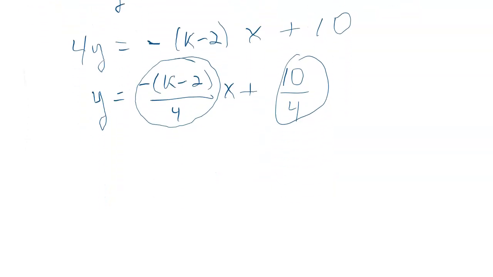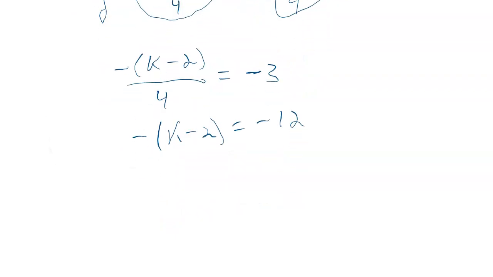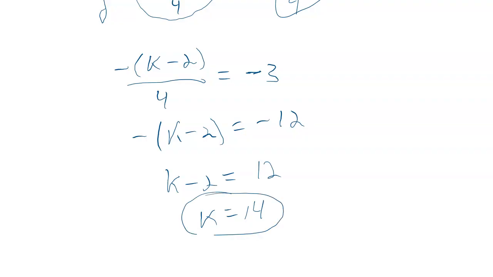All right? And they tell us our slope is -3. So I'm going to say negative (k minus 2) over 4 is equal to -3. And then I'll say negative (k minus 2) is equal to negative 12. I divide both sides by a negative value. I get k minus 2 equals 12. I get k equals 14, but let me double check my answer. Yep, k equals 14. We're good. Moving along.